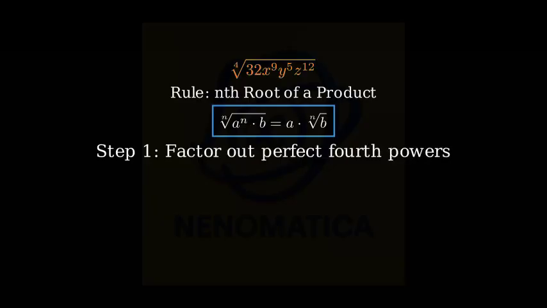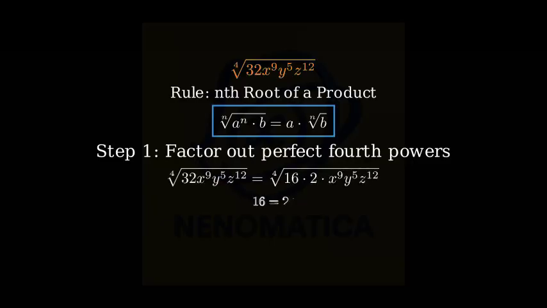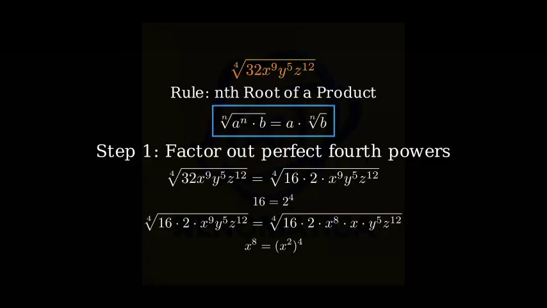Let's first examine the coefficient 32. We can write 32 as 16 times 2. 16 is a perfect fourth power because it equals 2 to the fourth power. Now x to the power of 9. We can rewrite this as x to the power of 8 times x. Since x to the power of 8 equals x squared to the power of 4, it's a perfect fourth power.